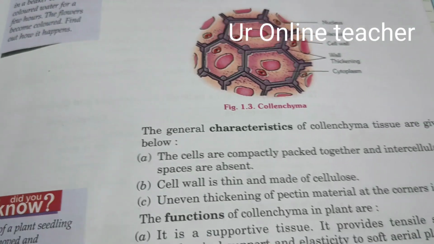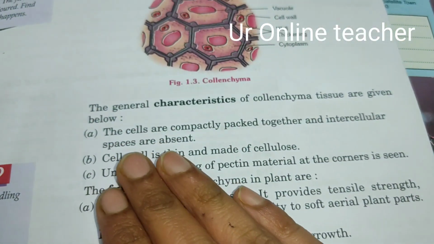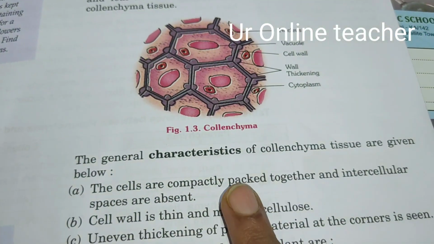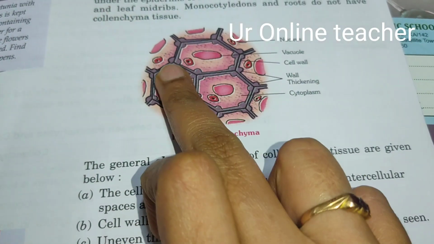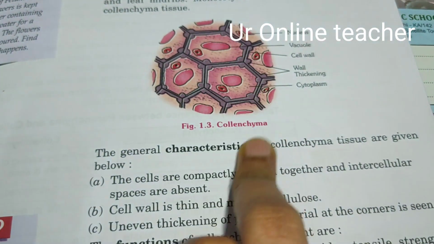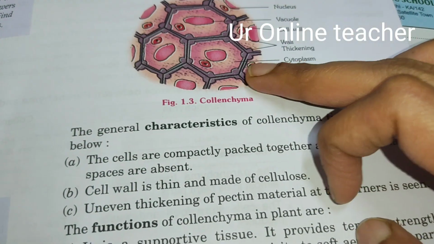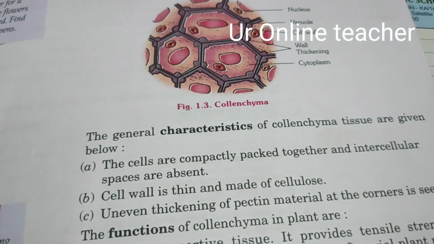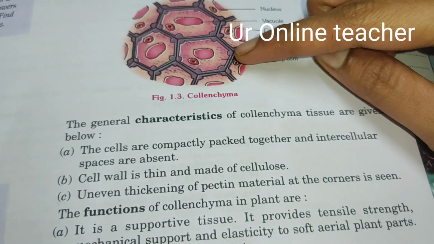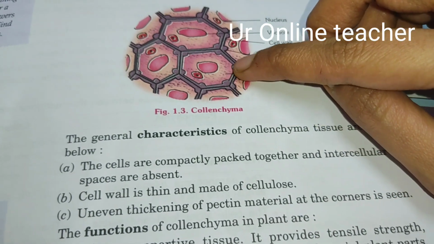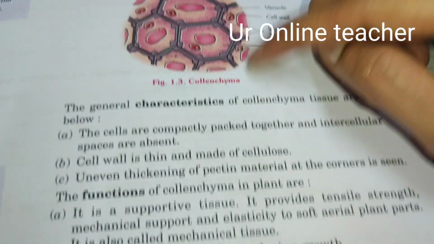And what are its characteristics? Let me see. The cells are compactly packed together. See here, no intercellular spaces. They are compactly arranged and intercellular spaces are absent. Cell wall is thin and it is made up of cellulose. There is uneven thickening of pectin material at the corners. In the corners, pectin material is unevenly thickened.